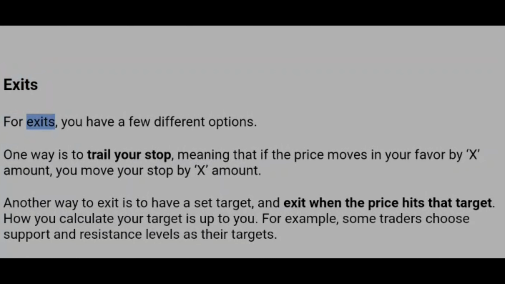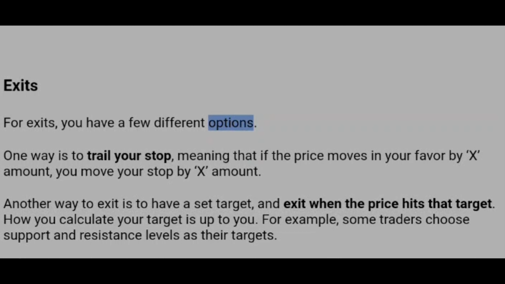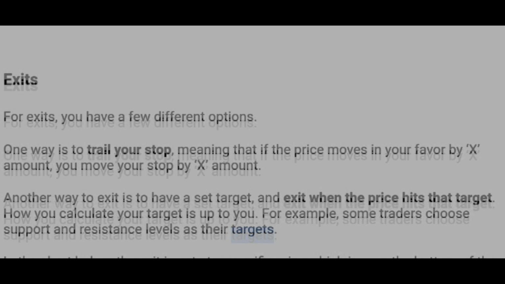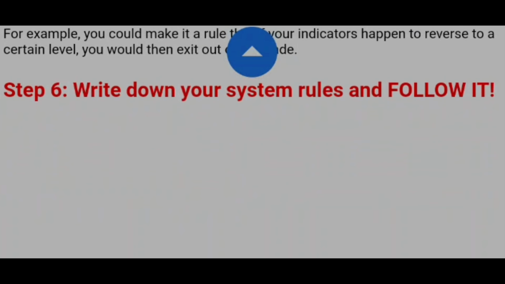Exits. For exits, you have a few different options. One way is to trail your stop, meaning that if the price moves in your favor by X amount, you move your stop by X amount. Another way to exit is to have a set target and exit when the price hits that target. How you calculate your target is up to you. For example, some traders choose support and resistance levels as their targets. Others just choose to go for the same amount of pips, fixed risk, on every trade.